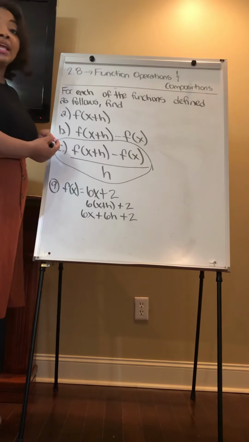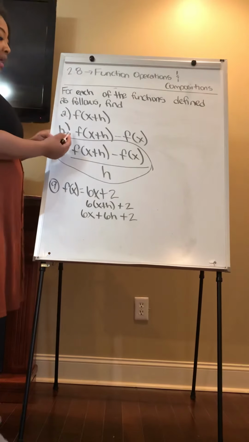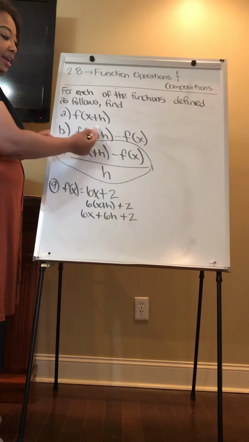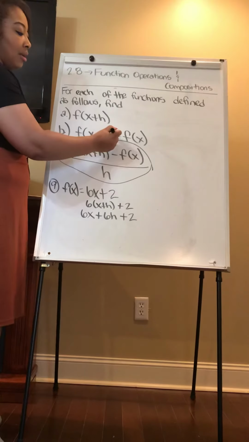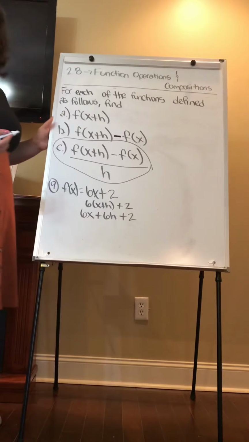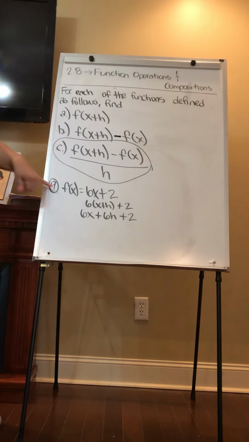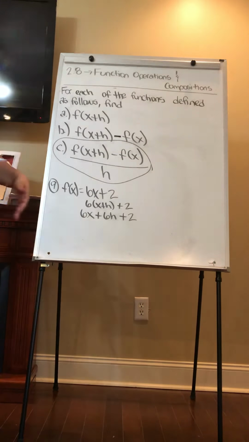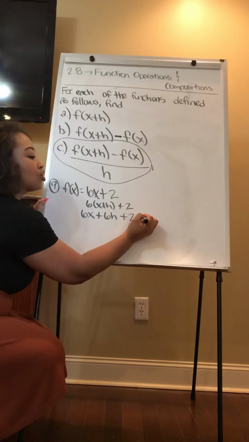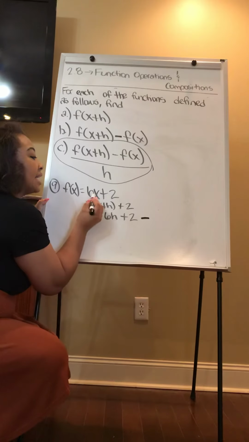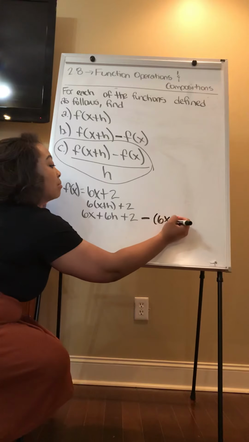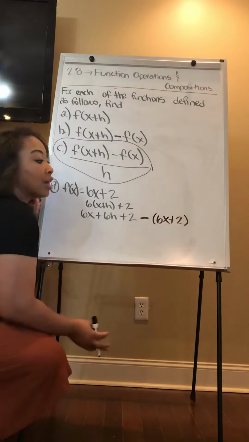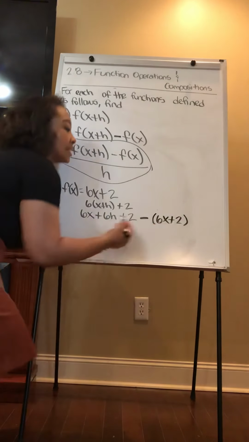Now, you have to continue with what B says. Well, B says take what you just did on A, which is the f of x plus h. Now, subtract f of x. Now, f of x is the original. What was the problem that I gave you? I want you to subtract it off. So, you're going to subtract 6x plus 2. But I'm going to put in parentheses because it's more than one term. So, this will represent B.